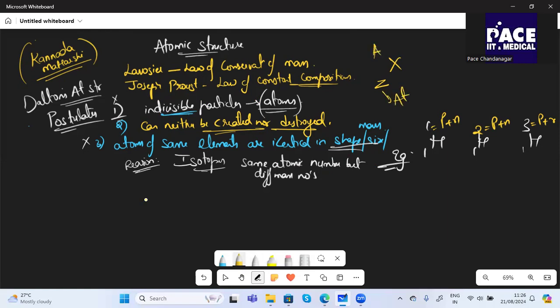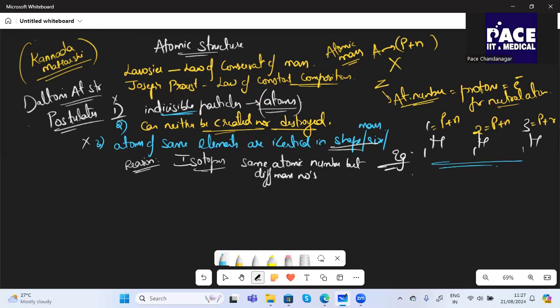Z states your atomic number or proton number. This is nothing but the proton number, or the electron number for a neutral atom. Whereas A stands for protons plus neutrons. This is nothing but the atomic mass or mass number, for protons plus neutrons. Electrons are not considered in the mass because electrons have a very negligible mass, almost 1800 times smaller than the proton. Therefore, electron mass is not considered. We all know that, right?